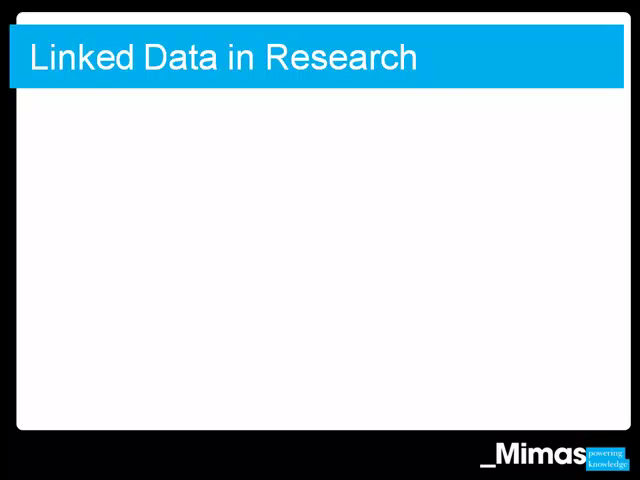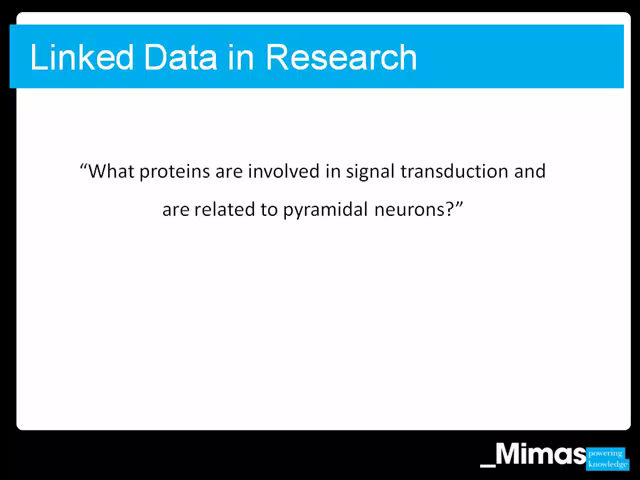So now that I've shown you what linked data actually is, I'd like to give you an example of how it can be used in research. And this is a real-life example. In 2009, a group of medical researchers set out to discover new drugs to treat Alzheimer's. And they had a question. And the question was, what proteins are involved in signal transduction and are related to pyramidal neurons? I have no idea what that means. But this was the question that they had.